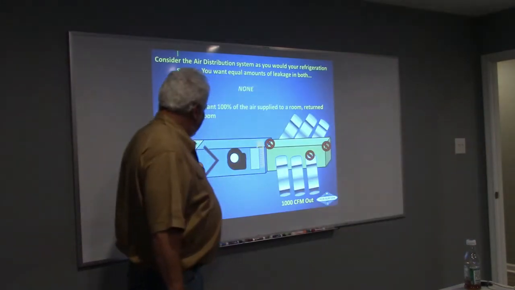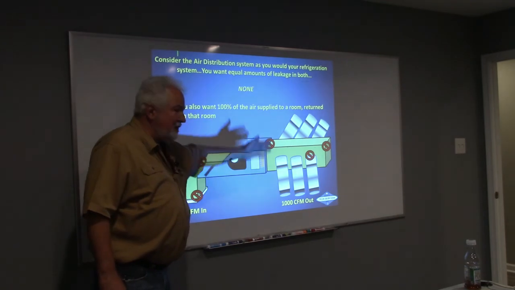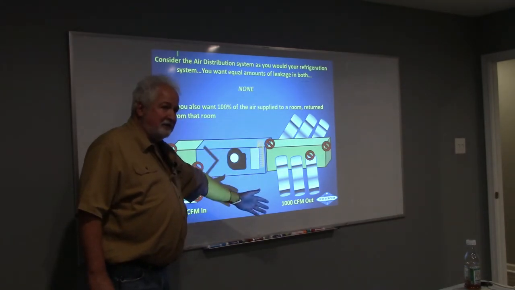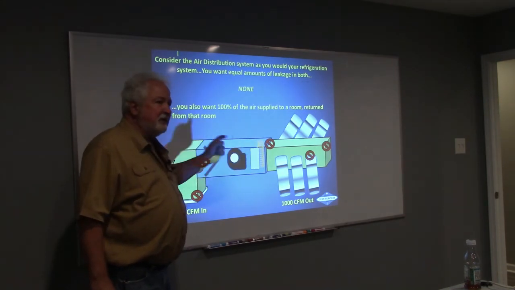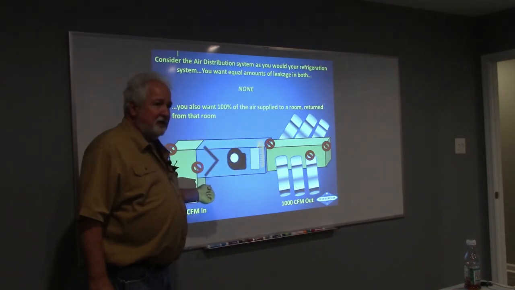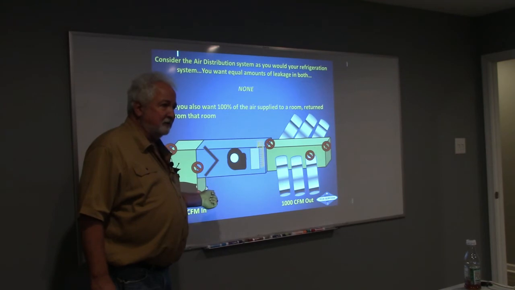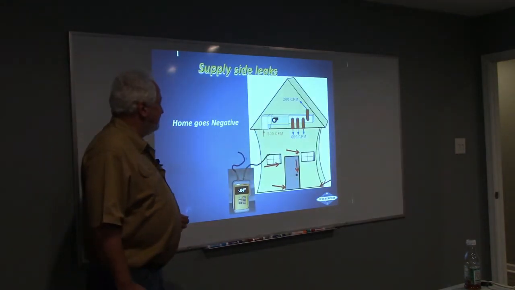All right. Guys, if I have 1,000 CFM in, I want 1,000 CFM to come out into the house. I want the same amount of leaks in my duct system that I have in my refrigeration system. How much leakage do I want in that refrigeration line? None. Good, that's how much you want in your duct system. Let's find out what happens.